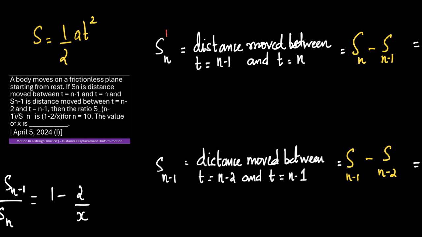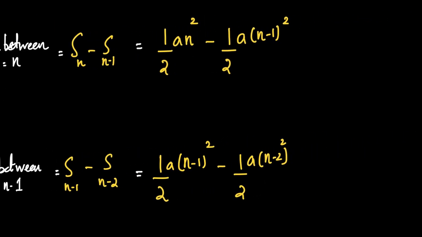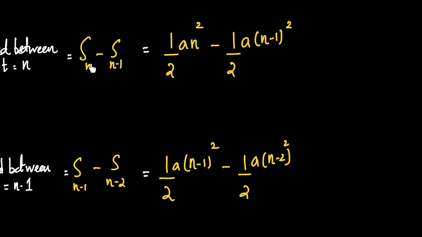Half a t square. It is given to us in the question that the ratio of S'n and S'n minus 1 is equal to 1 minus 2 by x. Okay. So what is Sn? Half a n square. What is Sn minus 1? Half a n minus 1 square.